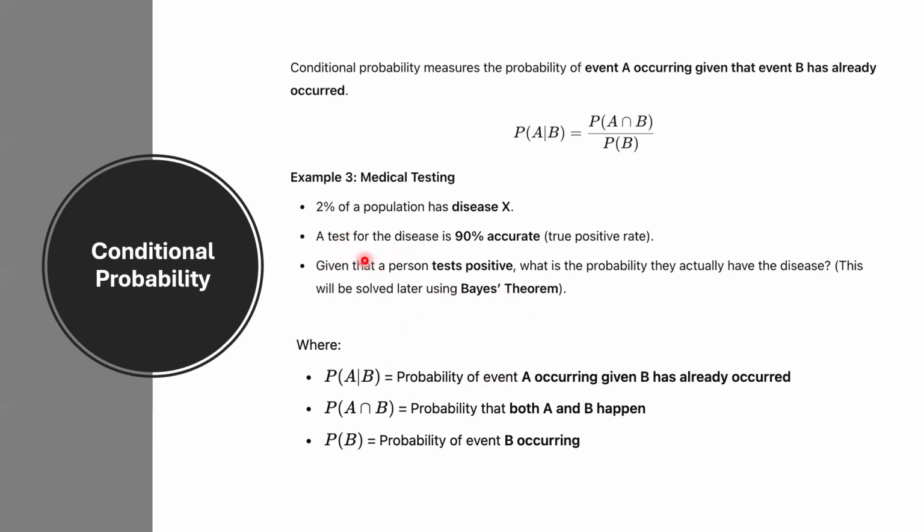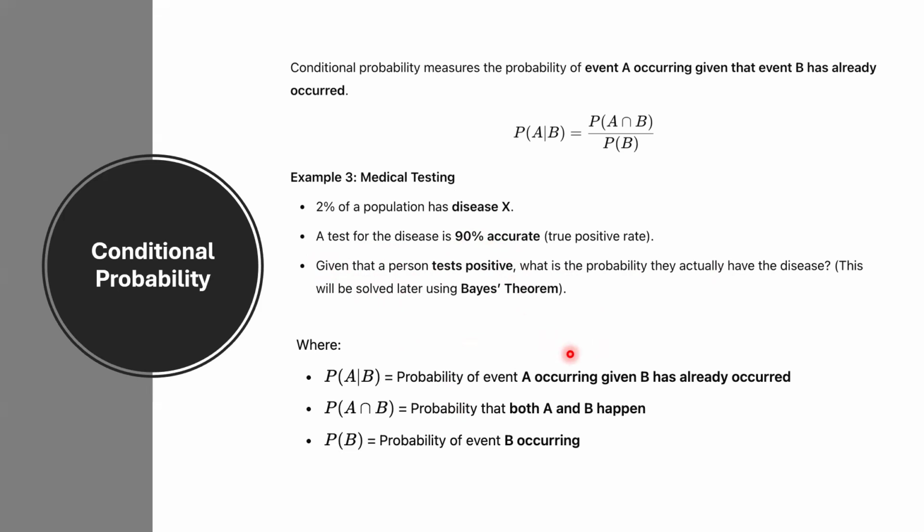So here we're saying a test for the disease is 90% accurate. That is nothing but the true positive rate. Let's try to understand what we are trying to say here. What is the probability of a test being positive? It is 90%, that is nothing but 9 by 10, nothing but 0.9. Now the question is, but we will not solve it just now. We are just trying to formulate it. We will be solving it in the upcoming slides.